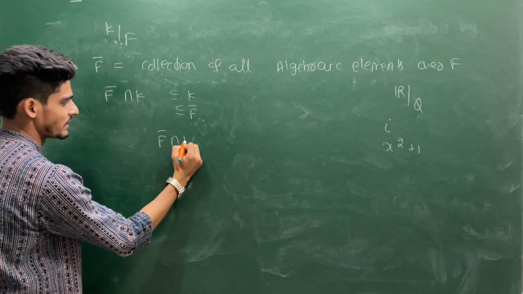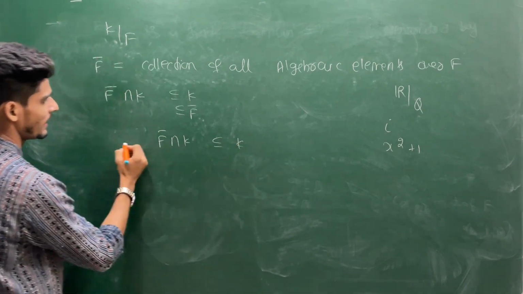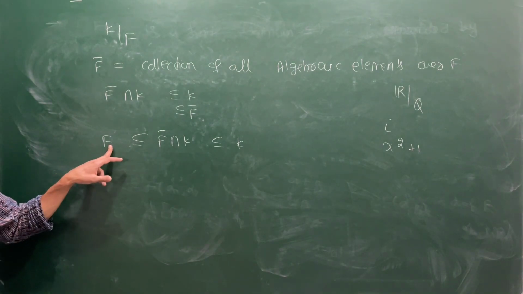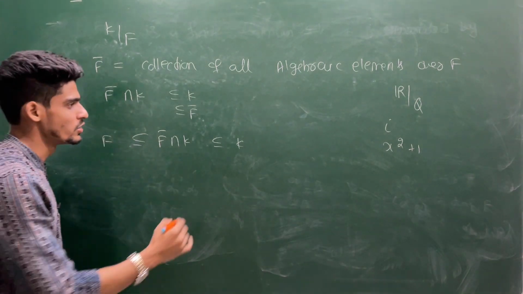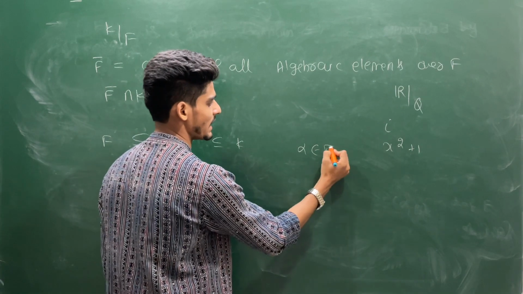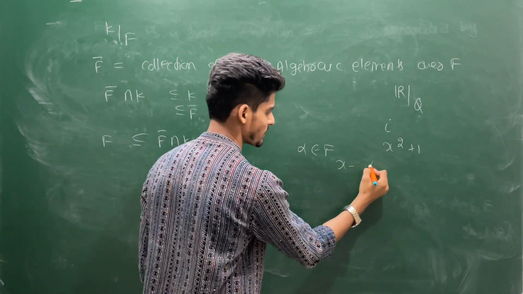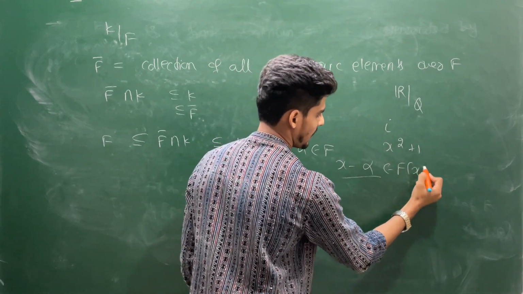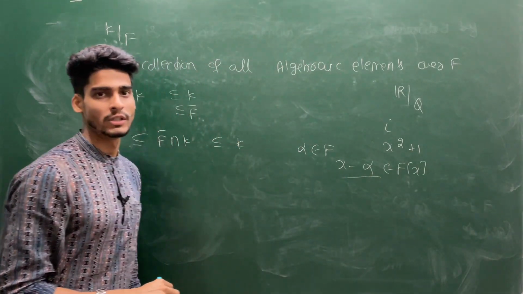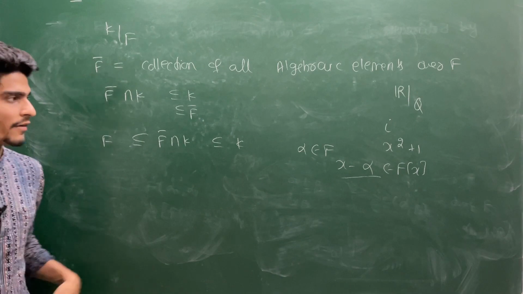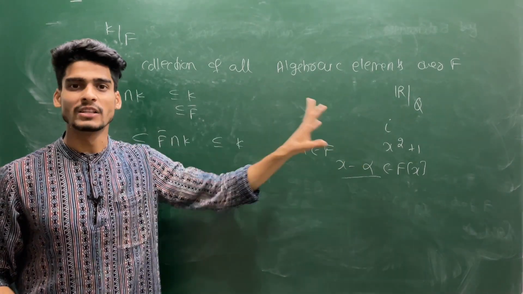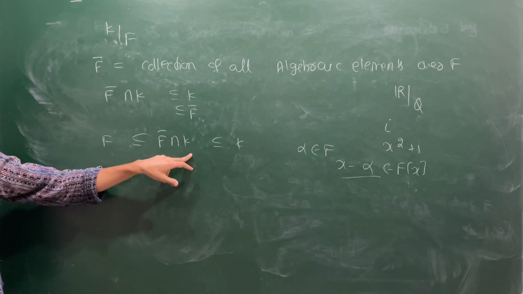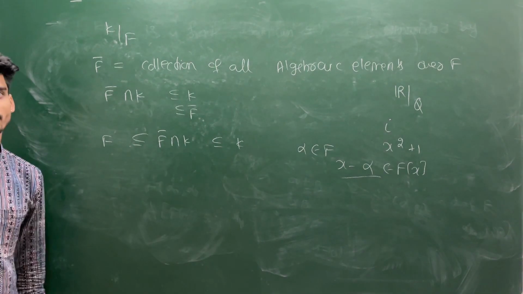F bar intersection K is contained in K, and this contains F also, because every element in F is algebraic over F. Suppose alpha is any arbitrary element of F, then you have the nice polynomial x minus alpha, defined on F[x], and this contains alpha as a root. So every element in F is algebraic in itself. So this is a subfield which is lying between F and K.